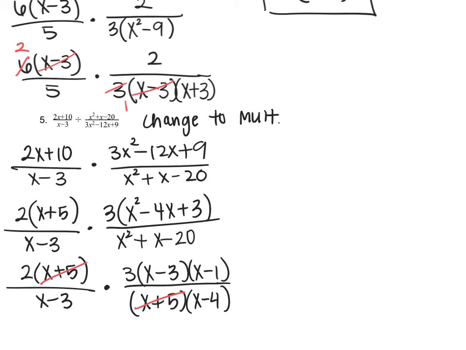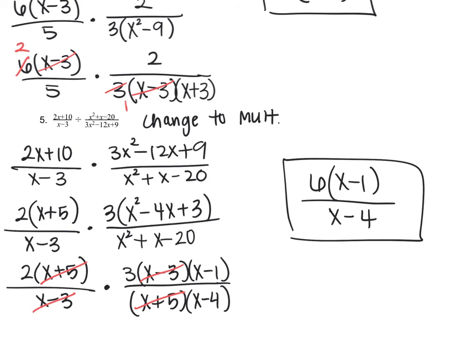So I see that I have the factors x plus 5 and x minus 3 that I can cancel. And that's going to be it. So when I write my final answer, I have 2 times 3, which is 6, and then in parentheses x minus 1, over, and then the only thing in my denominator is x minus 4. And again, I'm going to leave it completely factored.